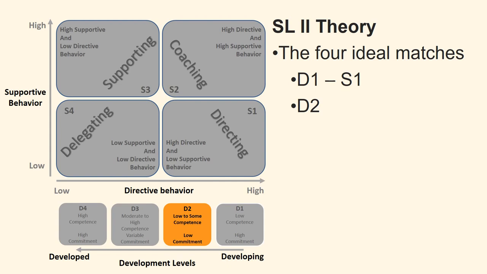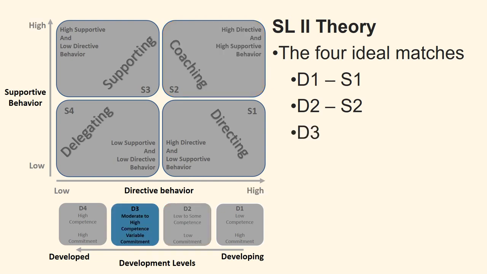The employee is at development level D2, low to some competence and low commitment. The leader must, therefore, use the coaching leadership style S2, high directive behaviour and high supportive behaviour. The leader must train the employee's professional ability to solve the task, as well as motivate the employee to want to solve the task. It can require a great deal of effort on the part of the leader, especially if there are more employees at this particular development level.